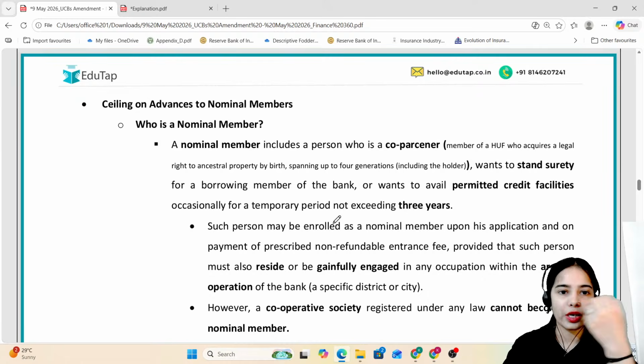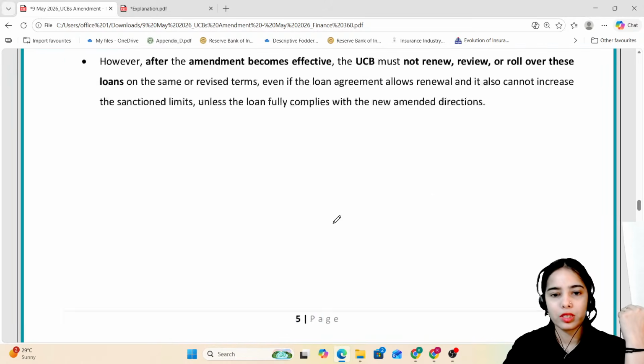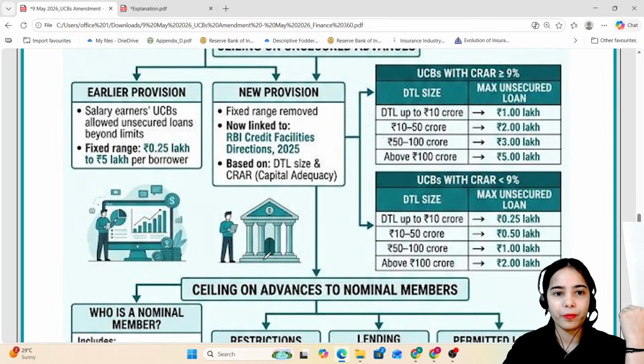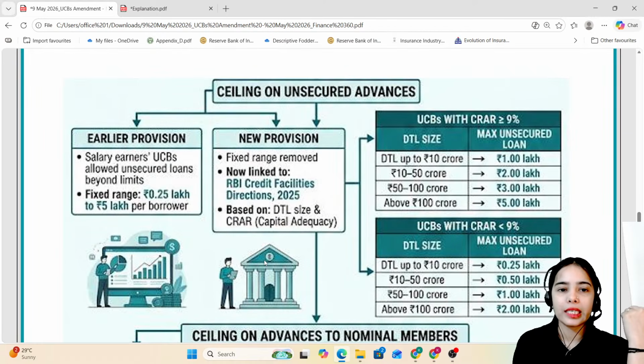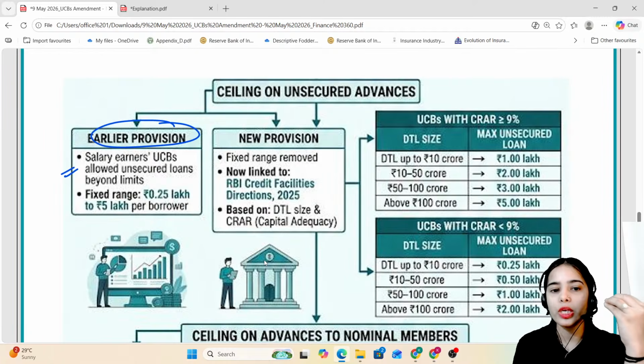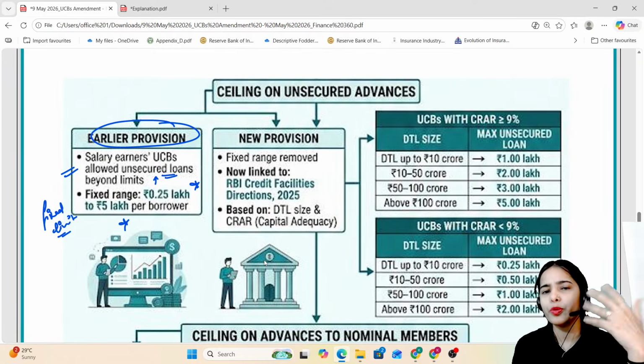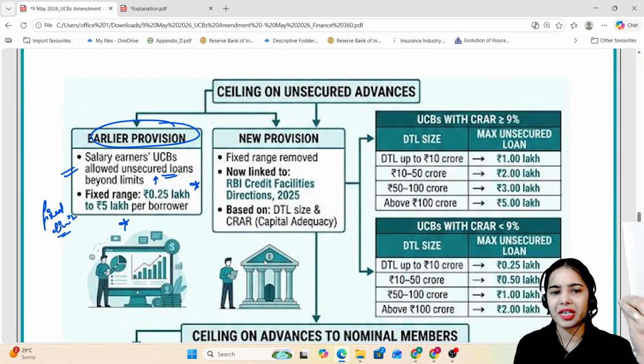Now coming to the ceiling on advances to nominal members. So let me just show you here. Here you can see that the earlier provision was that salary earner UCBs were allowed unsecured loans beyond limits also. But first of all, the fixed limit was 0.25 lakh to 5 lakh per borrower. And beyond this limit also, the unsecured loans can be provided, but this was the basic limit.